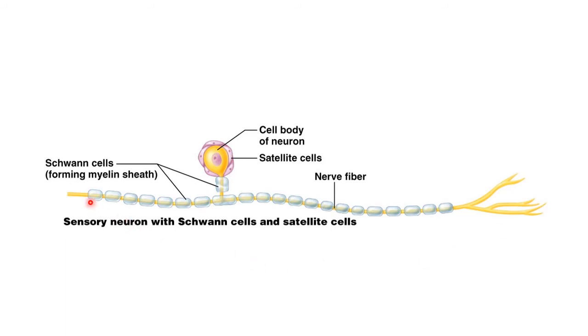As you see in this diagram, we have a sensory neuron with Schwann cells and satellite cells. These are the Schwann cells. They form the myelin sheath covering the axon, and around the cell body of the neuron we have satellite cells. These are found around the neuronal cell bodies in the ganglia, and we have pseudo-unipolar neurons in the ganglia.